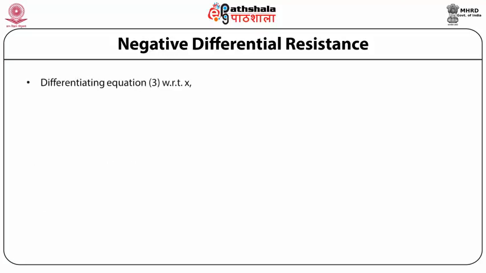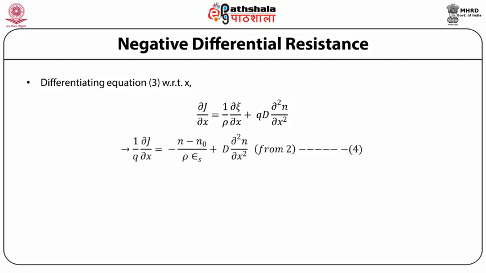Differentiating equation 3 with respect to x, we get ∂J/∂x equal to (1/ρ) ∂σ/∂x plus QD ∂²n/∂x². This implies (1/Q) ∂J/∂x equal to minus (n minus n₀)/(ρ ε_s) plus D ∂²n/∂x².